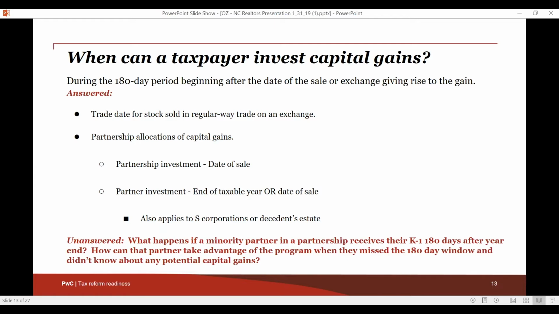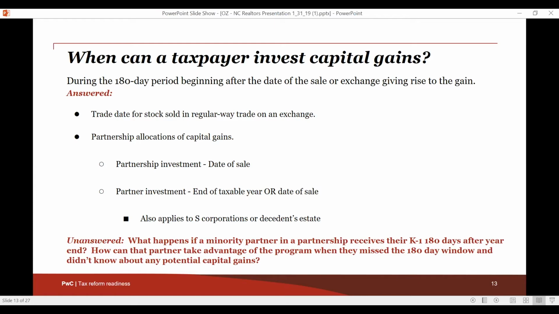So if I am a partner in a partnership and an opportunity comes my way to invest in a qualified opportunity fund in, say, July, I may want to contact the partnership and ask them if they have had any realization events in the prior 180 days and use my share of that gain to invest. Or if my partnership has a December 31 year end, then I can have my 180 days begin after year end.